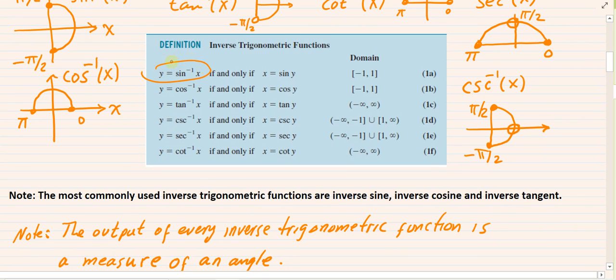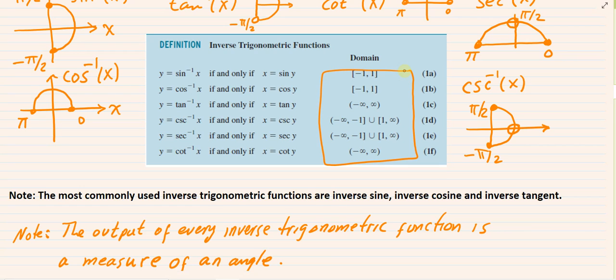We have y equals sine inverse x if and only if x is equal to sine y. So that's the definition of inverse. The inverse cosine function: y is inverse cosine x if and only if x is equal to cosine y. Okay, and so on and so forth. Now notice we have the domains of these. The domains are the same as the restricted domain of the respective function.